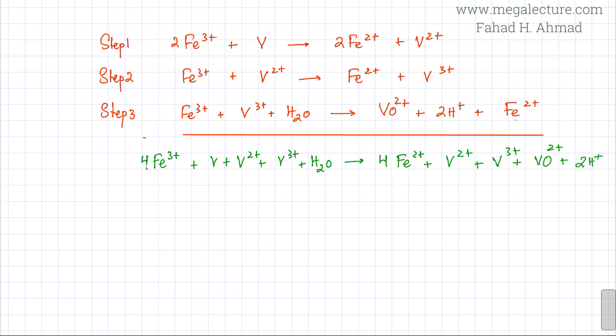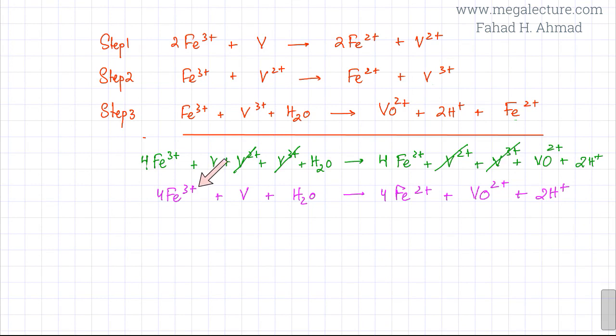And if you look at the equation, what's going to get cancelled out is V2 plus would get cancelled out, V3 plus would also get cancelled out. And if I rewrite the entire reaction, the overall reaction would be 4 Fe3 plus reacting with vanadium, which is V, reacting with H2O, and the products are 4 Fe2 plus, VO2 plus and 2H plus. So this is my overall equation for the reaction. I've summed up step 1, step 2 and step 3. I have summed up the reactants and I have added up all the products and written this overall equation for the reaction.